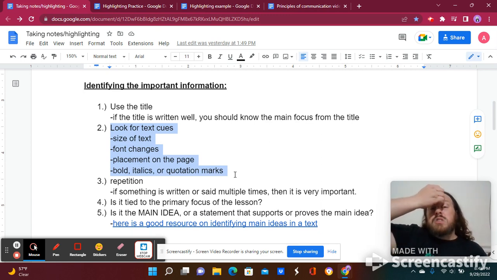With lectures, size of text kind of equates to volume. If I'm talking like this, and then I happen to mention you want to look at this thing over here, well, I'm being louder for a reason. I'm trying to get your attention. Sometimes it may go the other direction where I get really soft because I want you leaning in and paying attention to what I say, and just shh, because right here is what matters, right? Volume changes your attention.